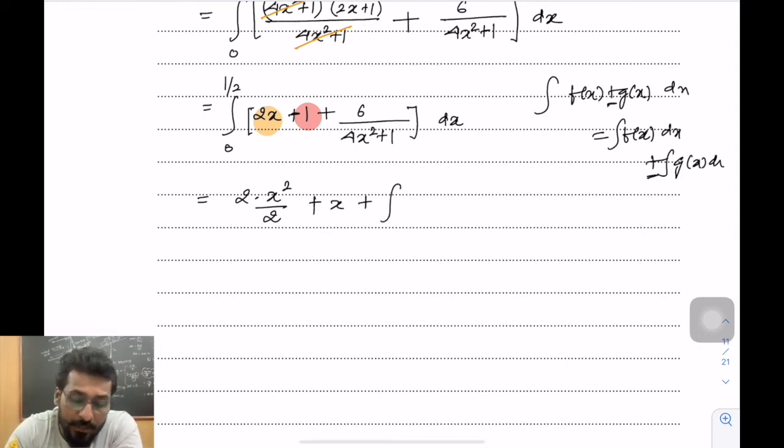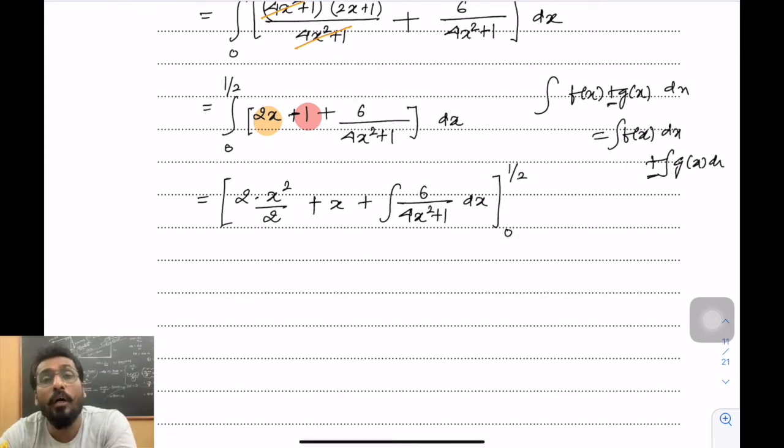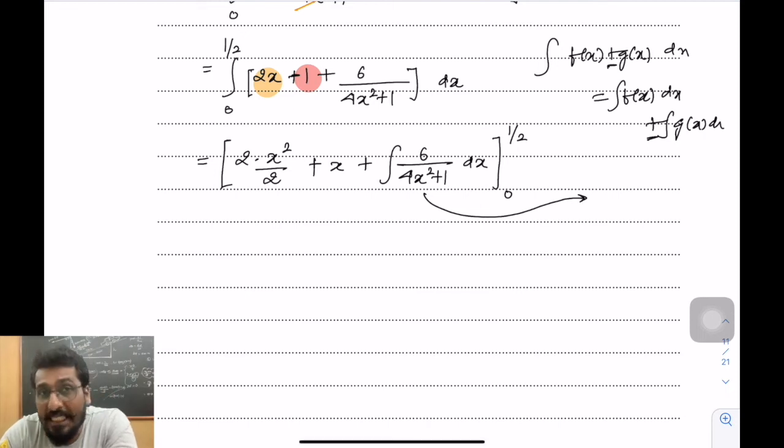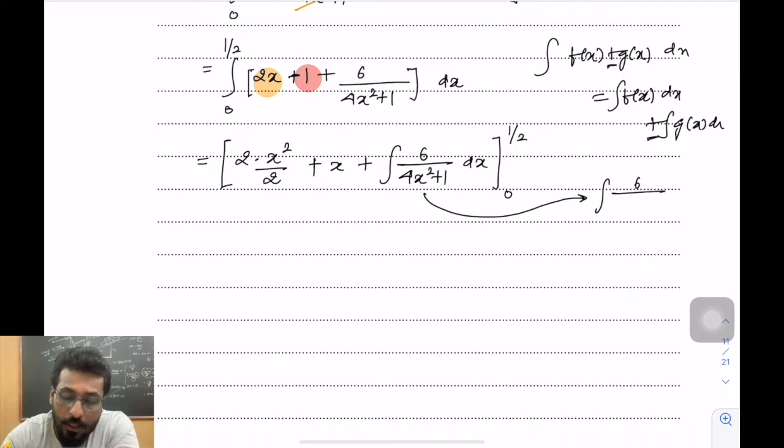The next term that I have is the integration of 6 upon 4x² + 1 dx. You want to focus your attention on this. And the limits are from where to where? 0 to 1/2. I'm going to use the limits at the end. I'm going to put the upper limit and the lower limit once I get the entire answer, students. So I'm going to solve this integral over here, get its answer, and then plug it back into the steps. So the integration of 6 upon 4x² + 1 dx.